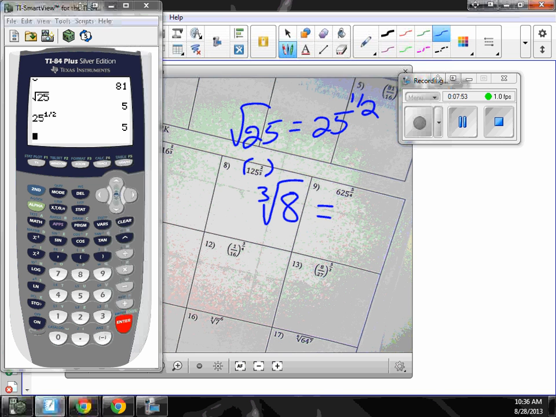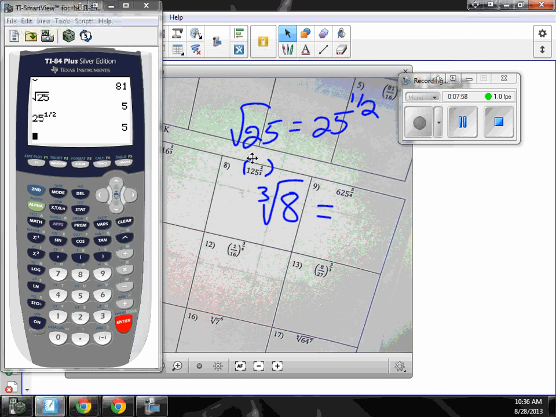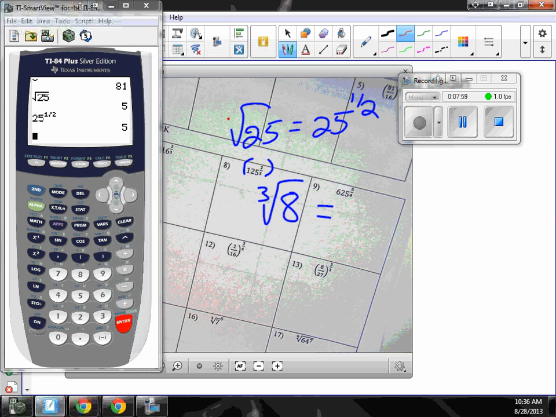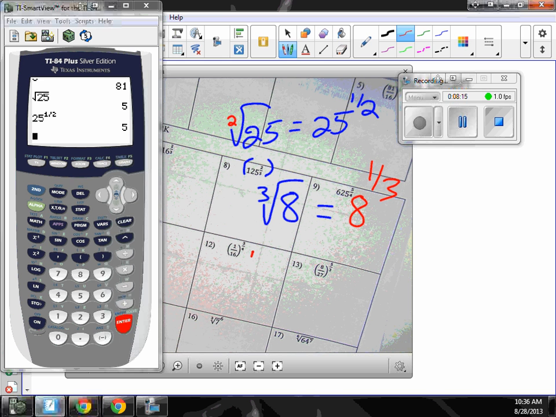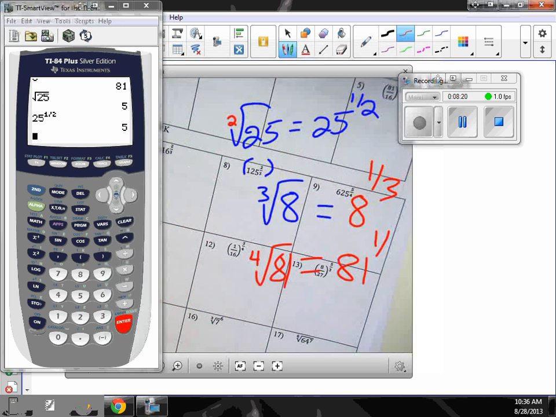Do you see the relationship? That's because there's a little 2 here that we don't ever write. It's called a square root. So this is a cubed root, which would mean it would be 1/3. Good. So this is 8 to the 1/3. So if I had the fourth root of 81, it would be 81 to the 1/4.